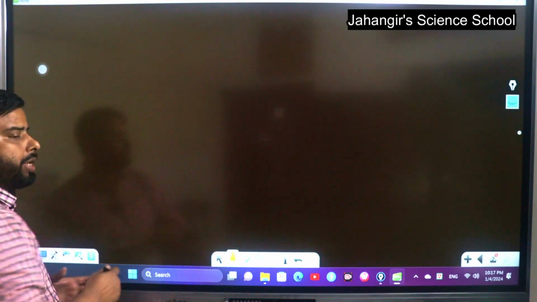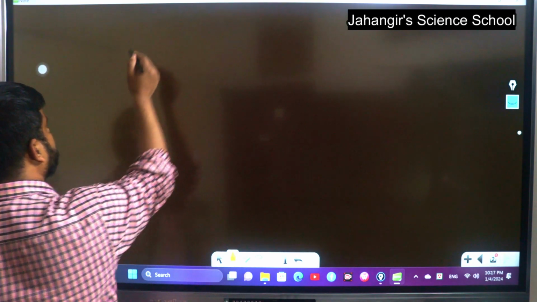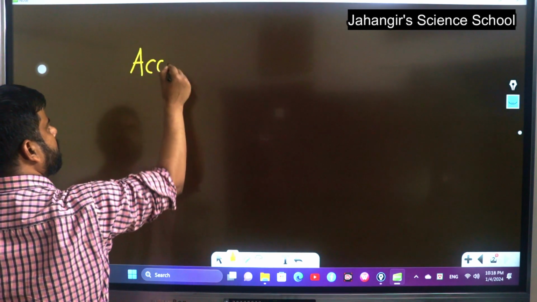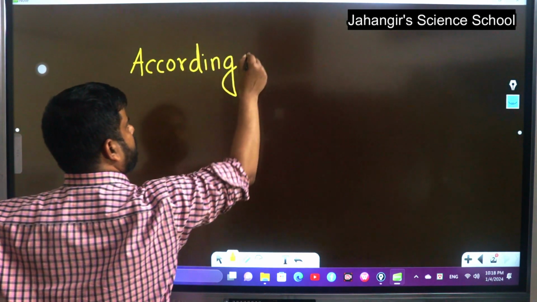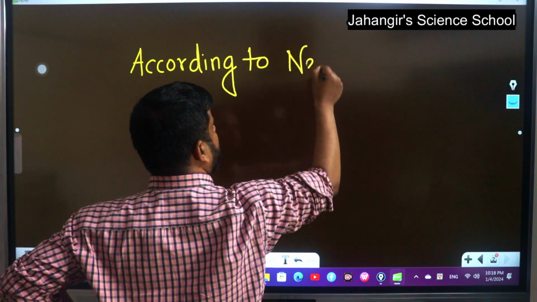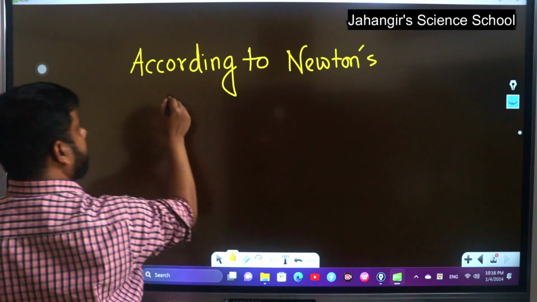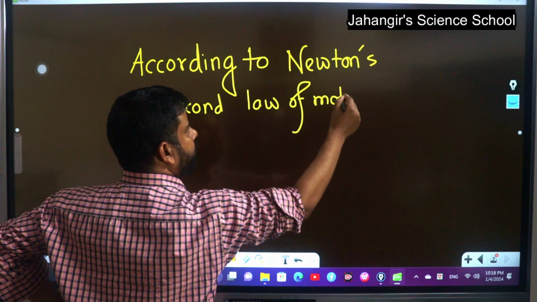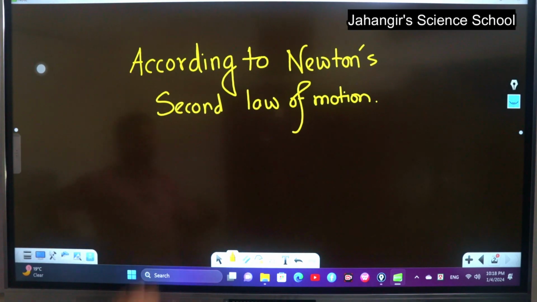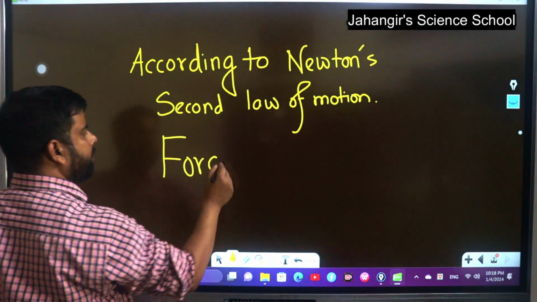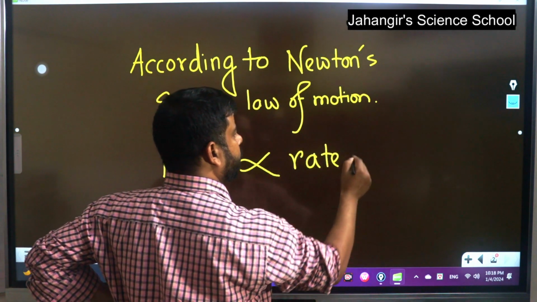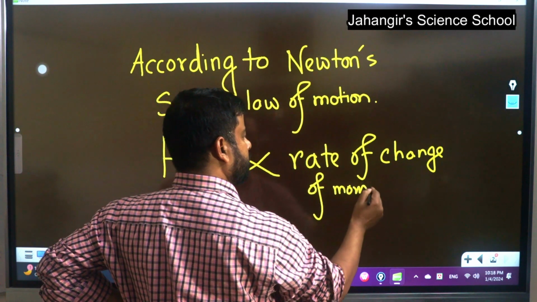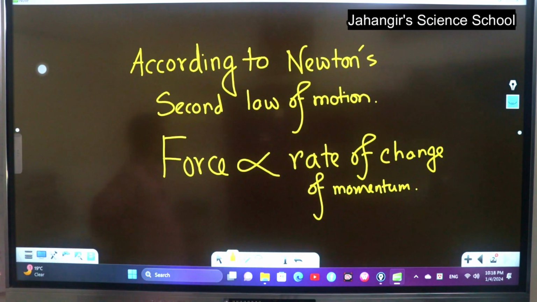Why is momentum important in physics? Because according to Newton's second law of motion, remember, force is directly proportional to the rate of change of momentum.